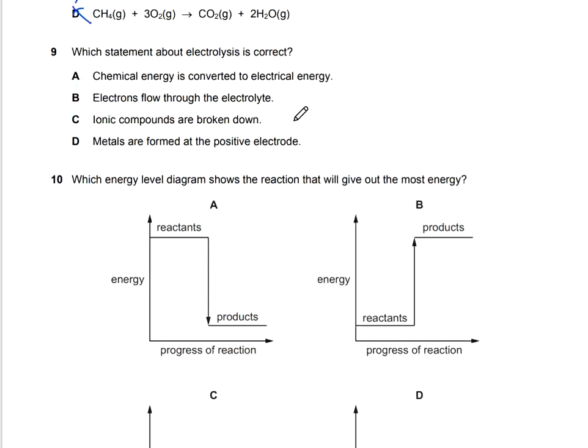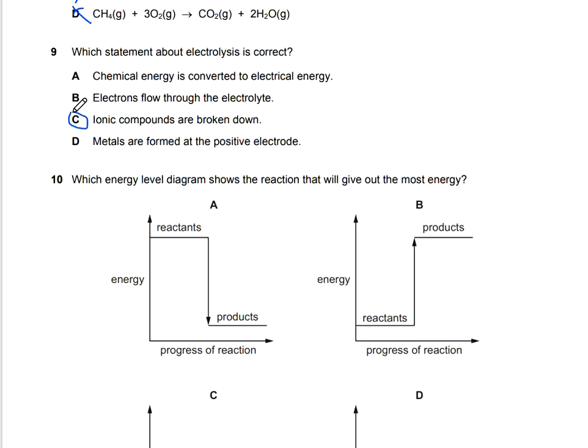Which statement about electrolysis is correct? Chemical energy is converted to electrical energy. It's the other way around. However, electrons flow through the electrolyte. No. The correct answer for this is letter C, since ionic compounds are actually broken down.